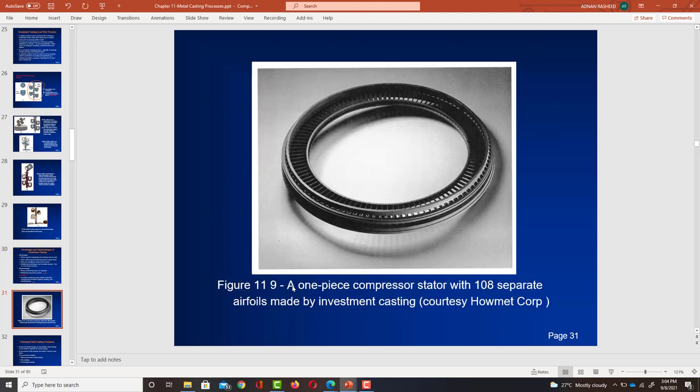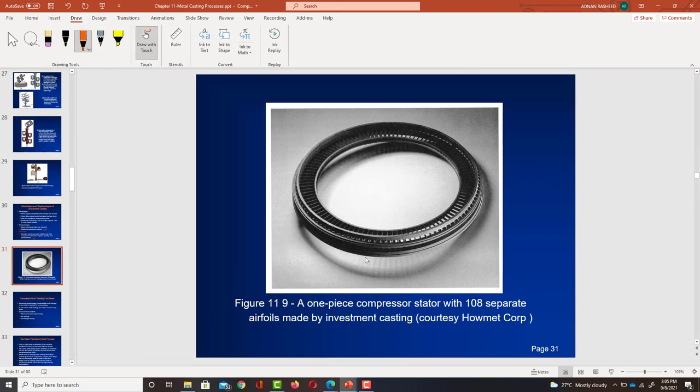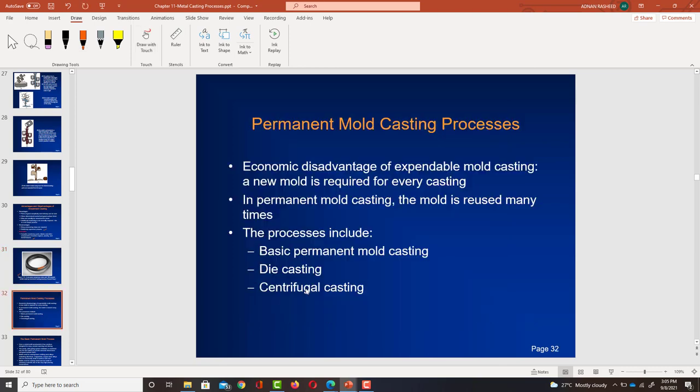This is one piece of compressor stator with 108 separate airfoils. So you can see that there are 108 airfoils. These are the airfoils you can see, and they are at some distance. So in order to get a complex shape with accuracy, that is made by the lost wax process. So this was all about the expendable mold process.